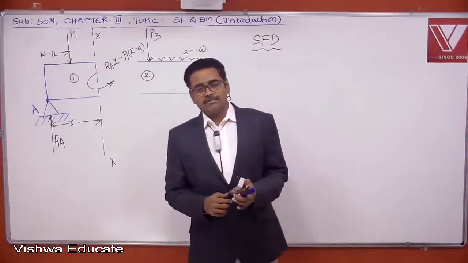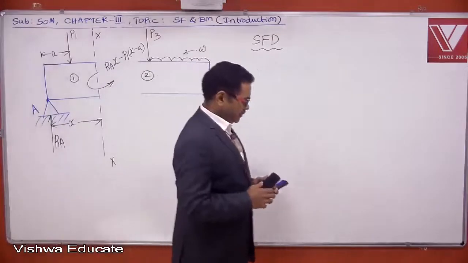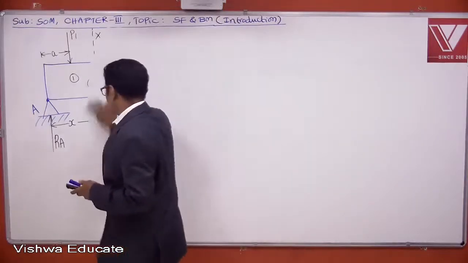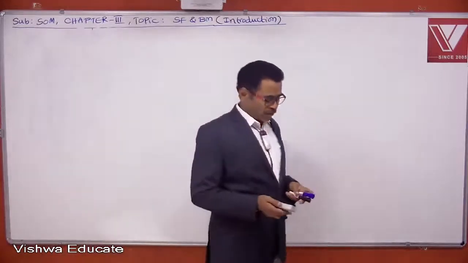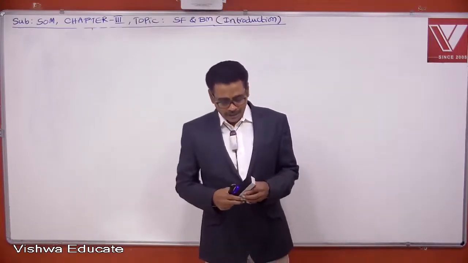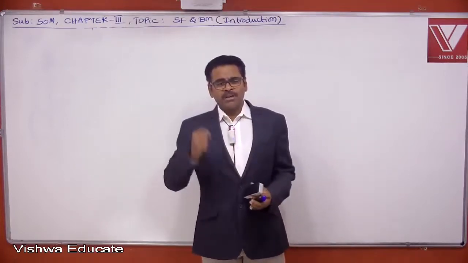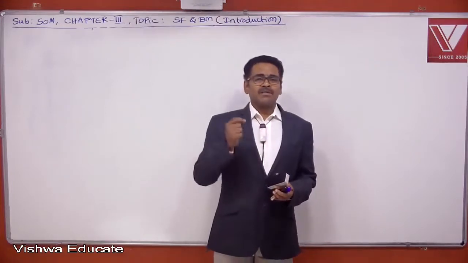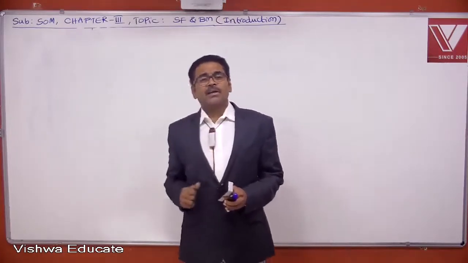Next, write down bending moment diagram. It is the diagram in which variation of bending moment is shown along the length of the beam. So SFD shows variation of shear force along the length of the beam, BMD shows variation of bending moment along the length of the beam. You know what is SFD, what is BMD? Now a simple question: why should we draw SFD and BMD? What is the need of drawing SFD and BMD?